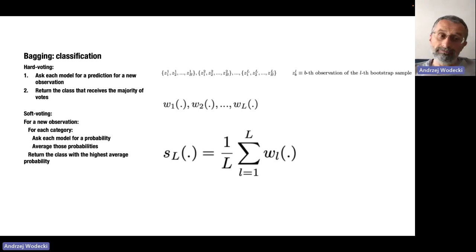There is also another option, so-called soft voting, which is based on the probabilities returned. So for each category, in our case, this is 0, and the second category is 1, we ask each model for a probability for this category, and then we average those probabilities. And we return the class with the highest average probability, which may give us different results. Okay, so one is based on votes, the second one is based on probabilities returned by models. Is it okay?